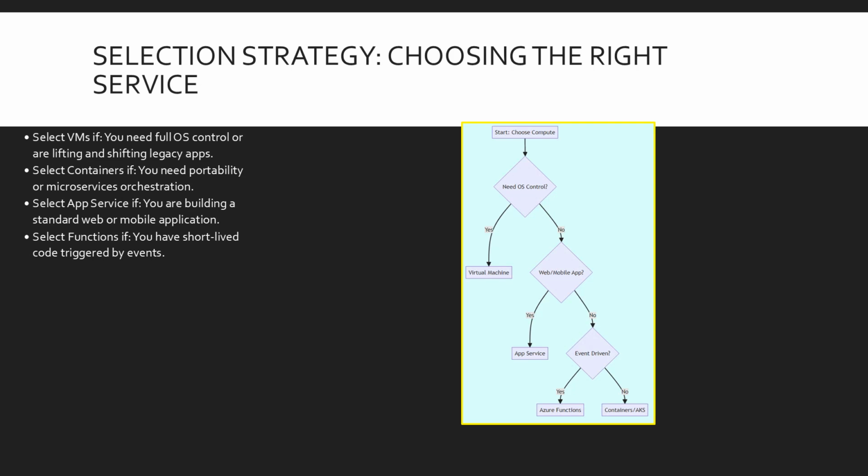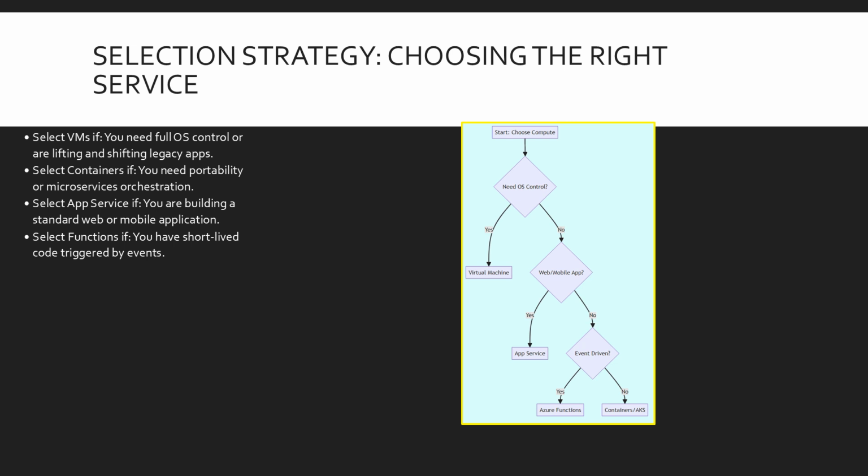If you need full OS control or are migrating legacy apps that require specific OS configurations, choose virtual machines. If you are building microservices that need to run anywhere, choose containers. If your goal is simply to host a web application with minimal fuss, App Service is your best bet. And if you are running small pieces of code in response to events like processing a file upload, Azure Functions is the most efficient choice. Aligning your choice with these criteria ensures you optimize for both performance and cost.